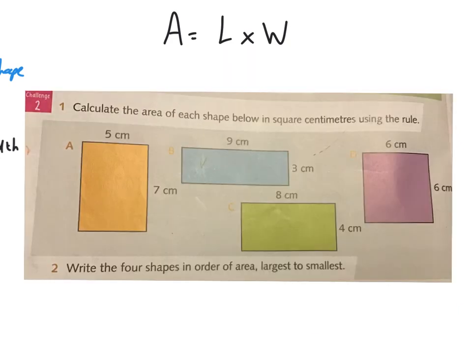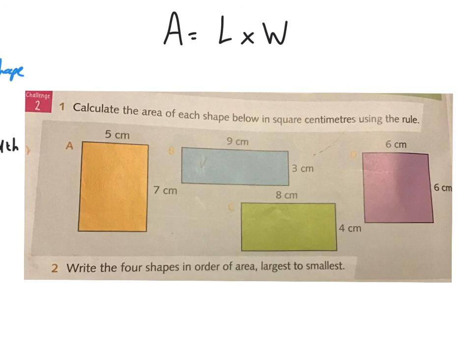For challenge 2, question 1 says calculate the area of each shape below in square centimetres using the rule. Remember our rule, area equals length times width. Now this time we don't have to draw the shapes in our books or rule the shapes out in our books. We're going to rely on using our rule.